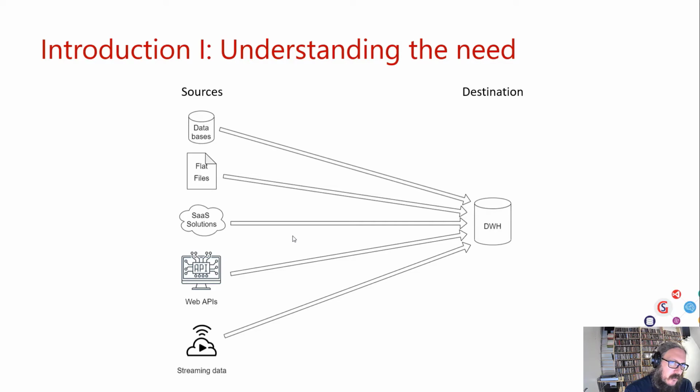If you've seen modern data warehouse architectures, you'll probably have come across things like this, where you have multiple sources, you have databases, you have flat files, but other than data warehouses that you had on-premise, more often than not, you have software as a service solutions. For example, I worked with a customer where we have Jira as a data source. You have web APIs that you would like to plug into and pull data from. And finally, you have streaming data.